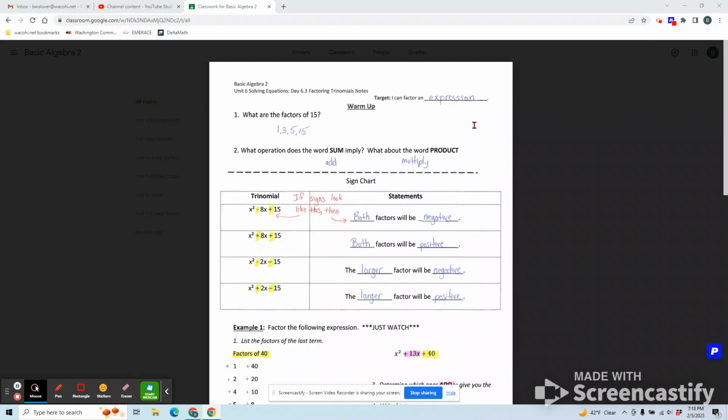Today we're going to focus on factoring trinomials. So a trinomial, as a refresher, is just an expression with three terms. And remember, a term is separated by an addition or subtraction sign. So our warm-up is getting us ready for that.